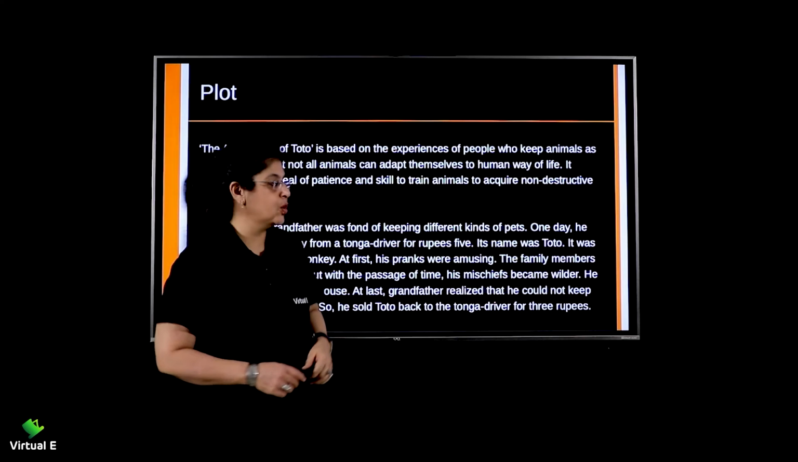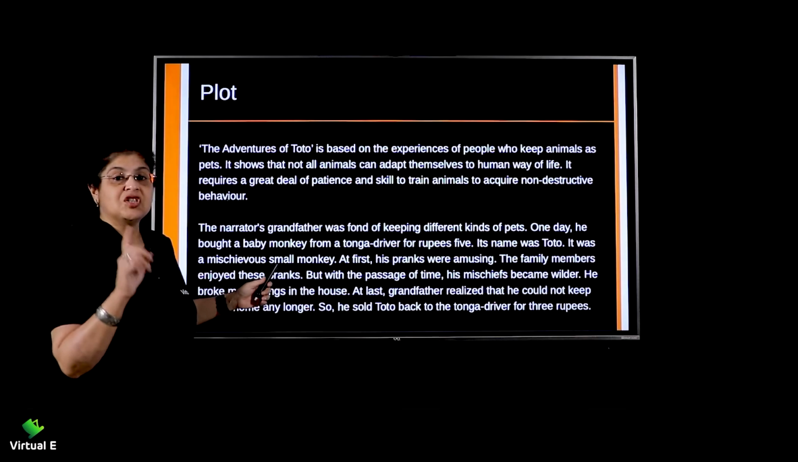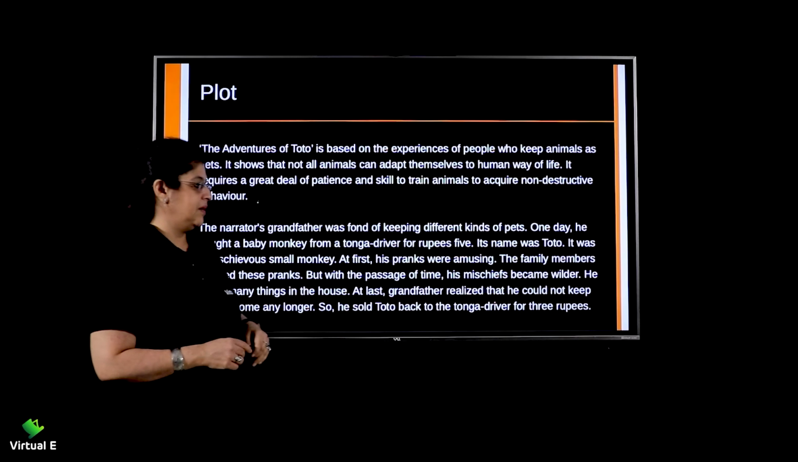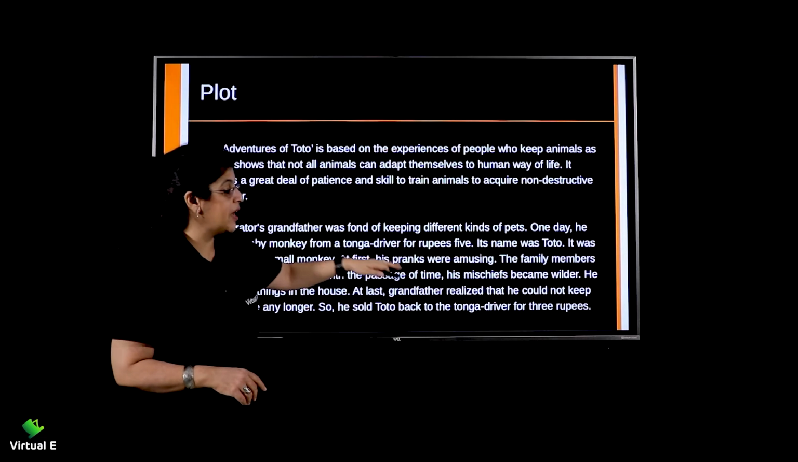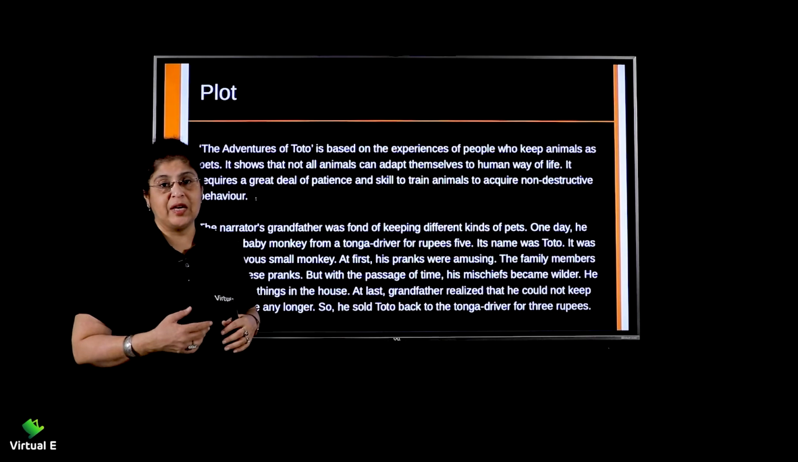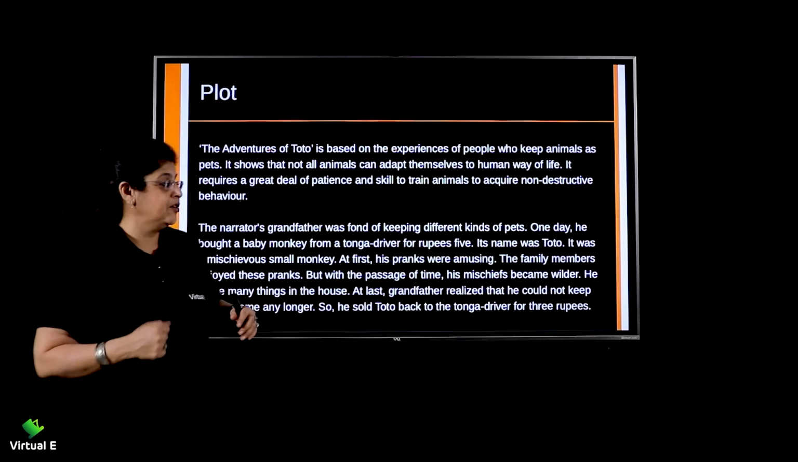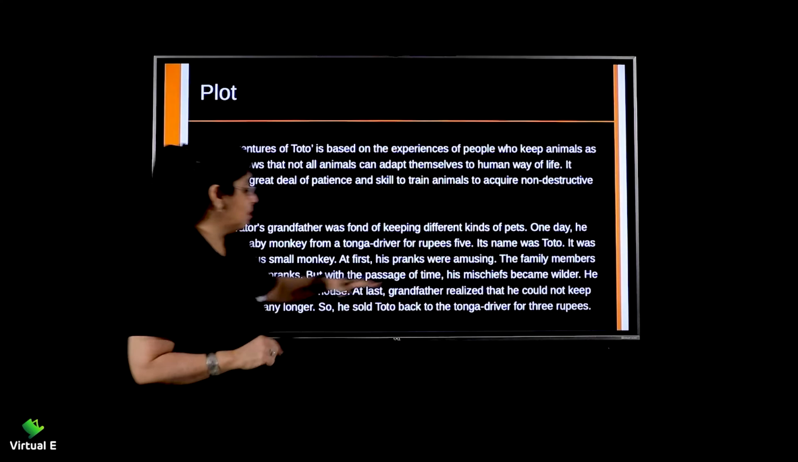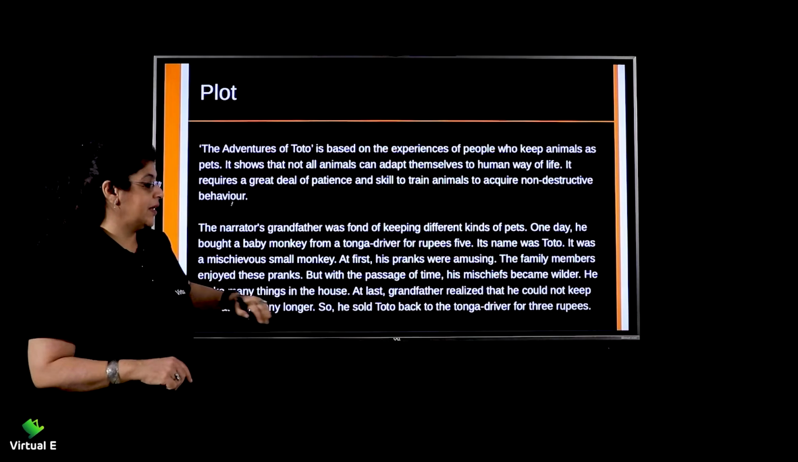Its name was Toto. It was a mischievous, small monkey. At first, his pranks were amusing. At first, everyone was enjoying whatever he was doing. Whatever he would do, people would really enjoy. The family members enjoyed these pranks.